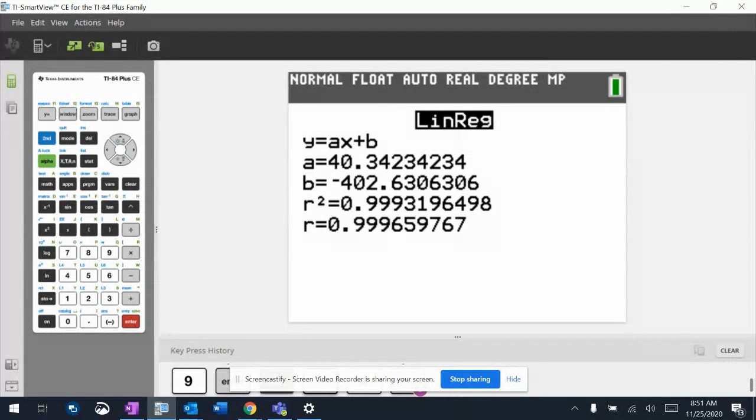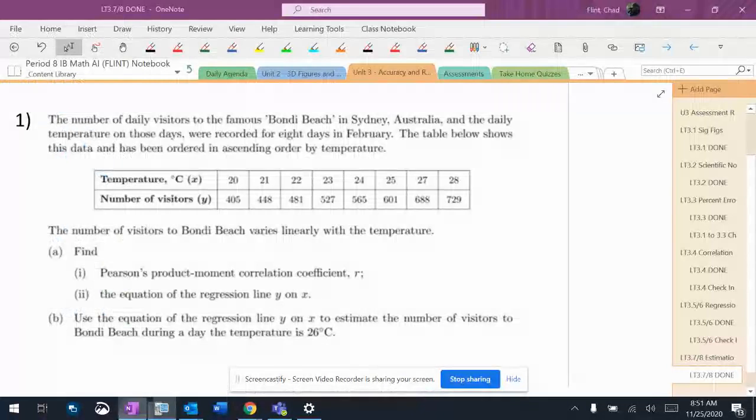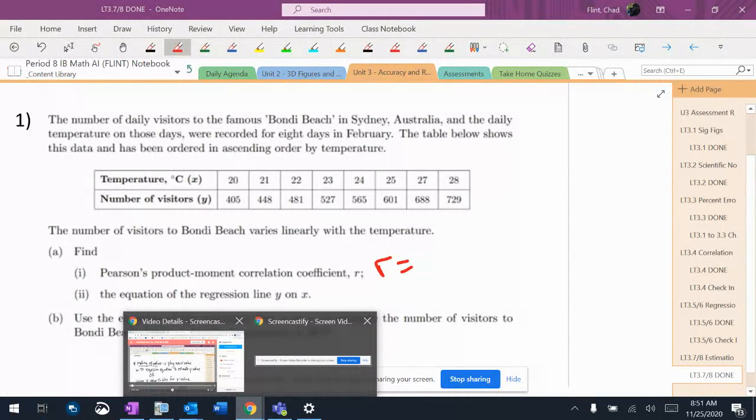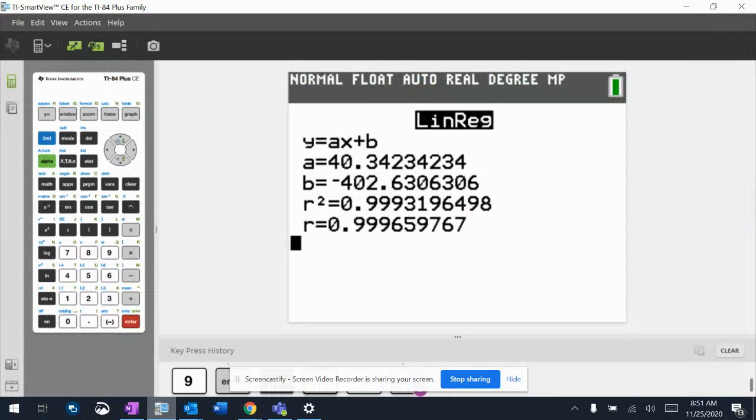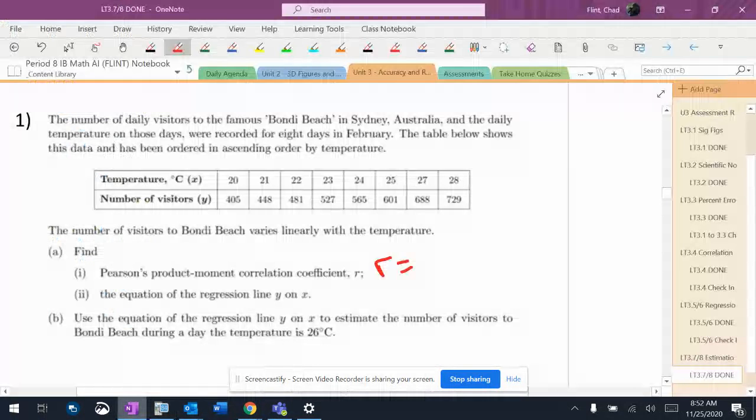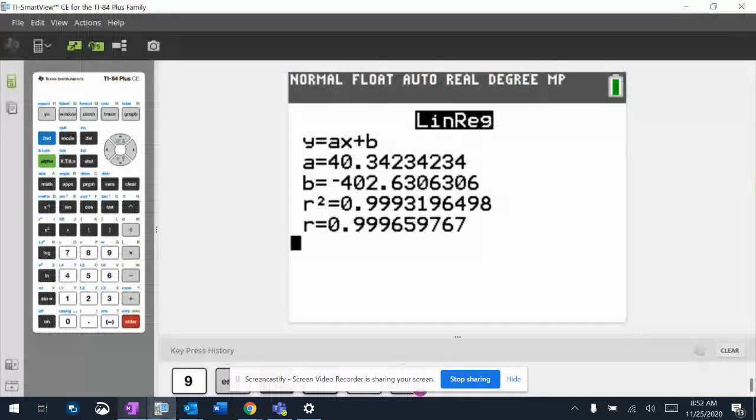All right, so now I'm going to go back here, and I'll write these things down. So correlation coefficient, r equals, right here, 0.99965. Now, if I round that to 3 significant digits, I'm literally going to get 1. So I'm going to write this whole thing down. I don't usually do this, but I don't want it to say 1, just because of my personal preference.